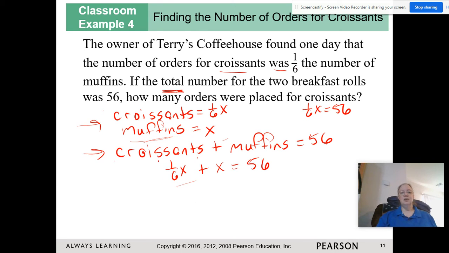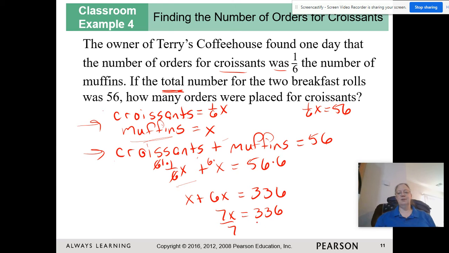This does have a fraction, so our least common multiple is going to be 6. If you recall, when we have a fraction, we divide by the bottom, which is 6, and multiply the top. So 1 times 1 is x. And I do not offhand know what 56 times 6 is. It is 336. We're going to add these together and divide by 7. And we get 48. 48 is equal to x. 48 muffins.